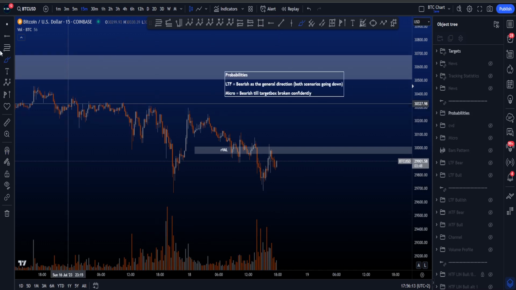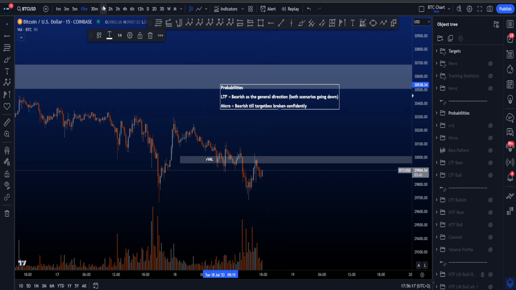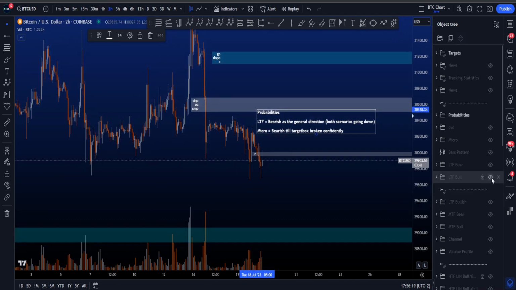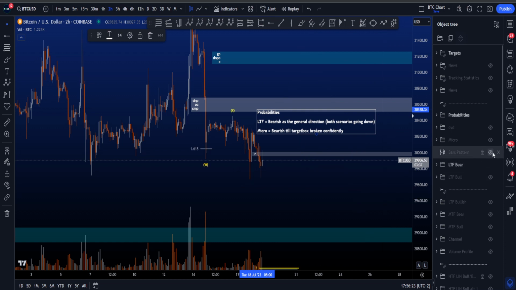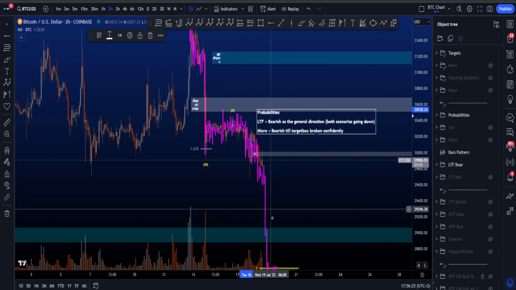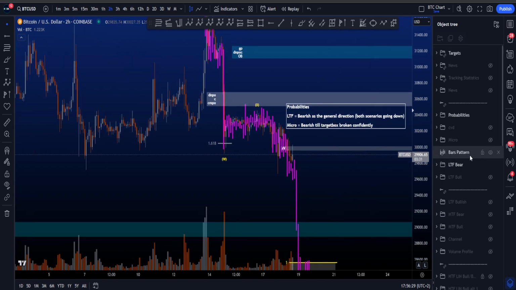Now, the probabilities are very simple for me. On the low time frame, I am still looking for a move to the downside, meaning either we go up first and then down, all good, or it's going to be this bars pattern type of move where we're just going to dump to lower prices and say hi to 28K, right? Basically. But on the micro, it's not that easy.